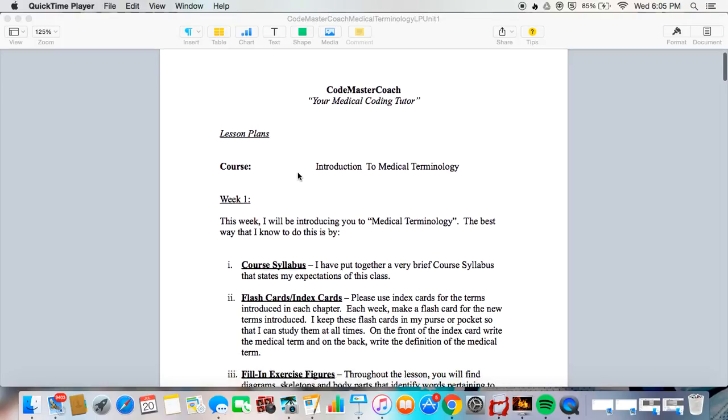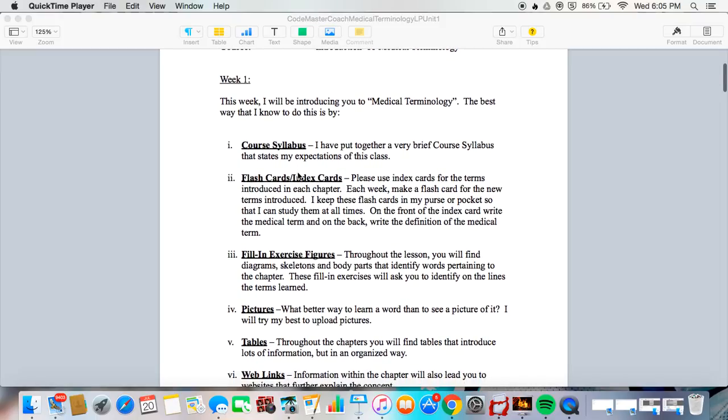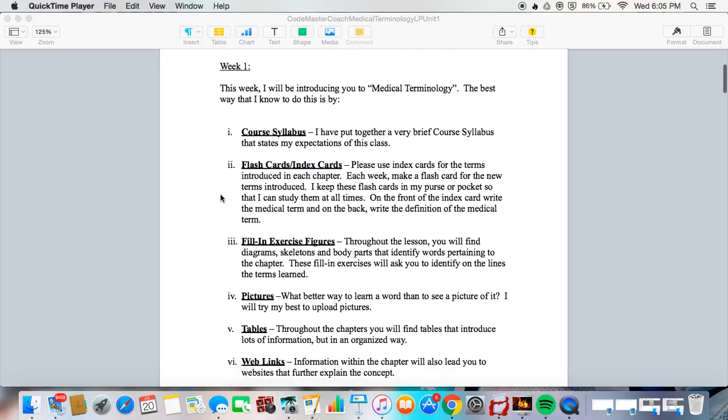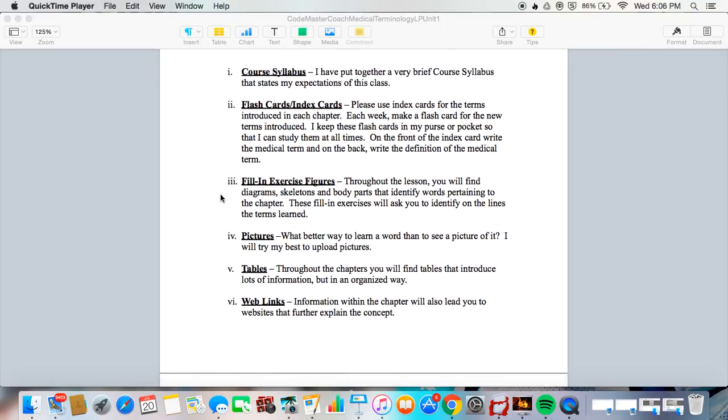So as you will see, I put together for you a course syllabi that states my expectations of the class. I'm asking you to prepare flashcards or index cards that you can write down your terms on, of the medical terms that we cover each week. And keep these flashcards. I keep mine in my purse or in a pocket, some way that I can keep them with me at all times to study. And on the front of that card, you'll write your medical term, and on the back, you'll write the definition of the medical term. I will present fill-in exercises throughout the lesson.